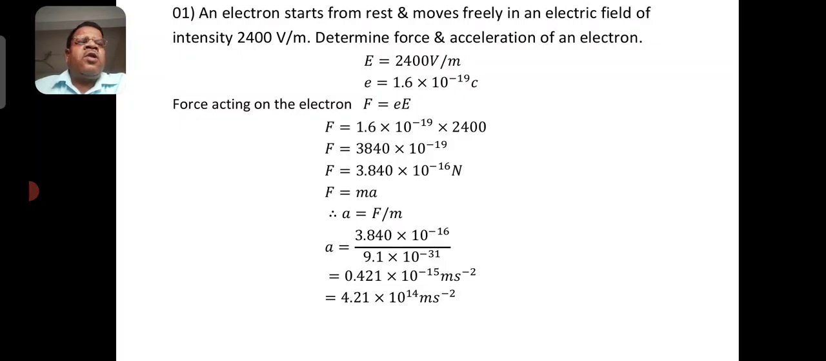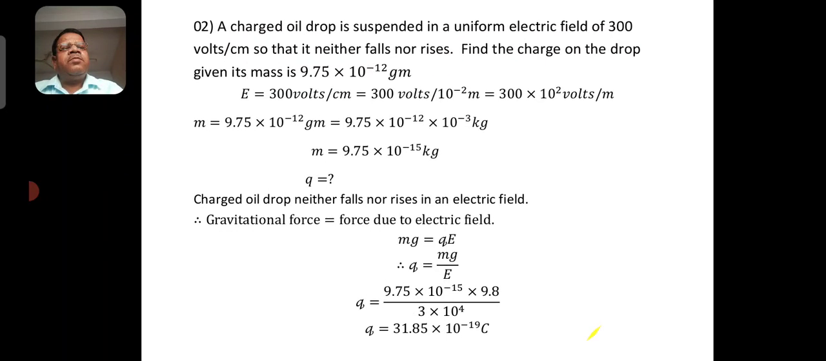Now, we have to calculate the acceleration. We know F equal to ma, therefore acceleration equal to F by m. F is 3.840 into 10 to the power minus 16 Newton and mass of the electron 9.1 into 10 to the power minus 31 kg. After simplification, we get 4.21 into 10 to the power 14 meter per second square. The problem is very simple. Now we go to the second problem.